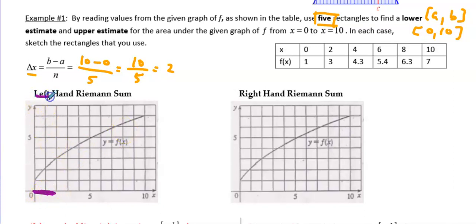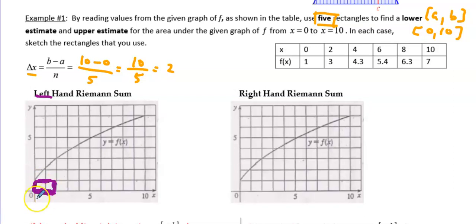Since it's the left Riemann sum, now that we have our line here, we're going to go on the left side of it, and we're going to go up until we hit our actual curve. And we hit it right here. And then we're going to make ourselves a rectangle based on those 2 values.